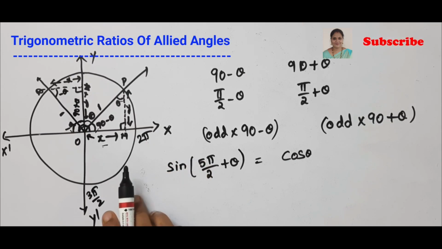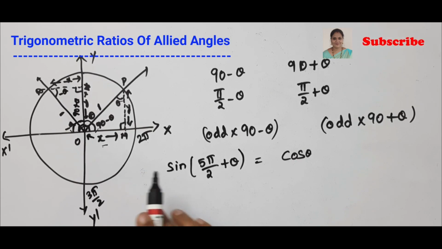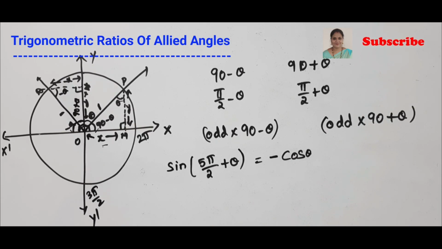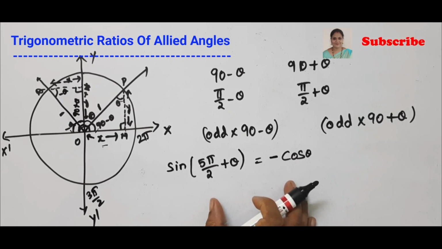So it will be in the fourth quadrant. In the fourth quadrant, cos is positive, secant is positive. Remaining all trigonometric ratios are negative. So sine is negative. So simply keep the minus sign. In this way you have to solve this type of problems.